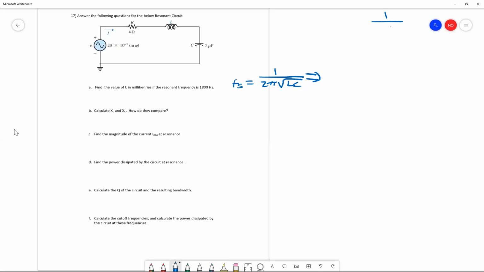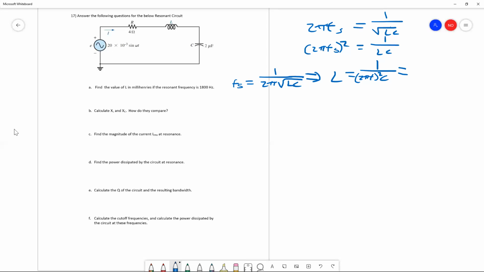We'll have 1 over radical LC, and we would have 2 pi Fs over here. And then we would say, okay, now we'll square both sides. So we would have 2 pi Fs squared equals 1 over LC. And then we would just multiply both sides by L and then divide both sides by this term here. We would get L equals 1 over C 2 pi F squared.